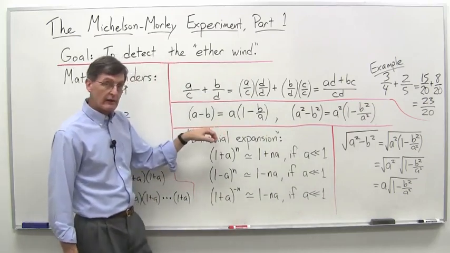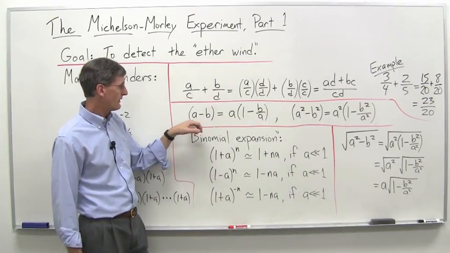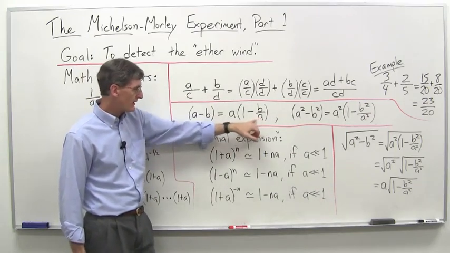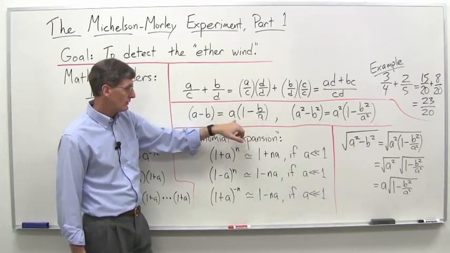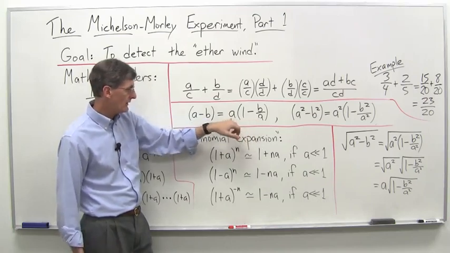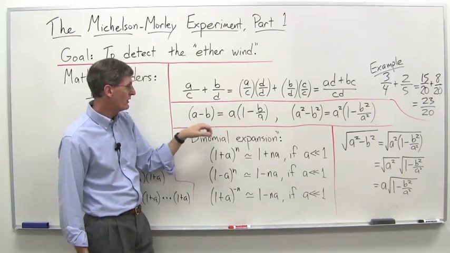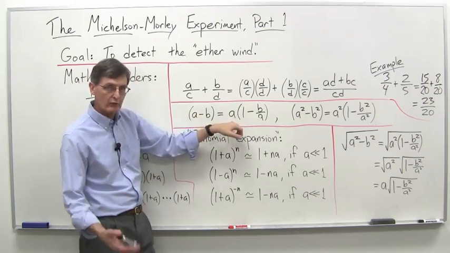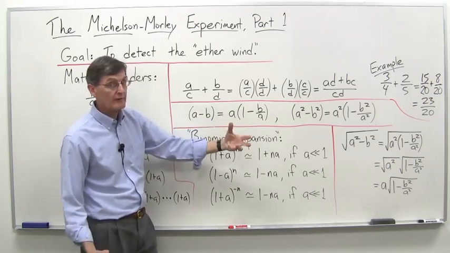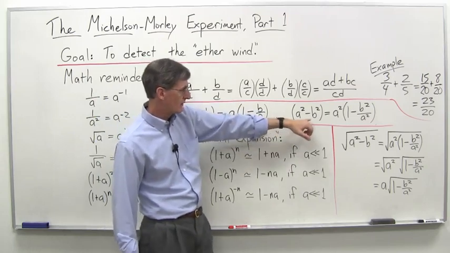Another thing that we'll encounter is if we have a minus b, we can factor out the a from each term. So this would be a times 1 is a, and then a times b over a is just going to be b. The a's cancel. So a minus b is the same as a times (1 minus b over a). Or the form we'll actually see is this, a squared minus b squared.